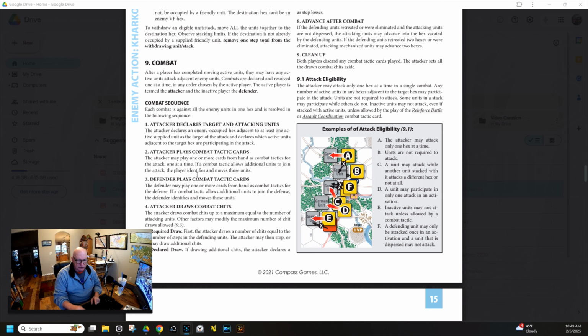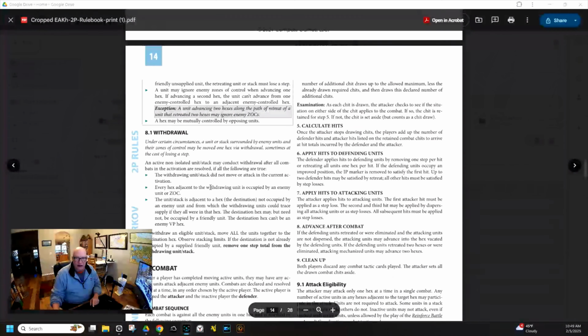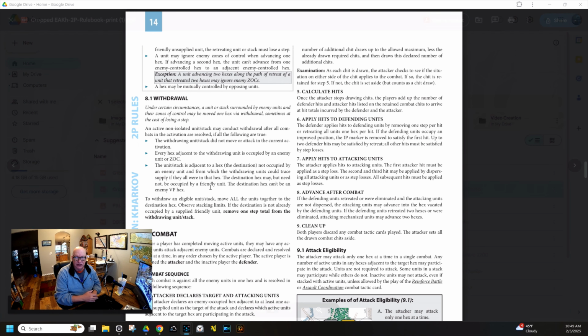Then the declared draw: if drawing additional chits, the attacker declares the number of additional chit draws up to the allowed maximum, less the already drawn required chits, and then draws the declared number of additional chits. Examination: as a chit is drawn, the attacker checks to see if the situation on either side of the chit applies to the combat. If so, the chit is retained for step number 5. If not, the chit is set aside but counts as a chit draw.